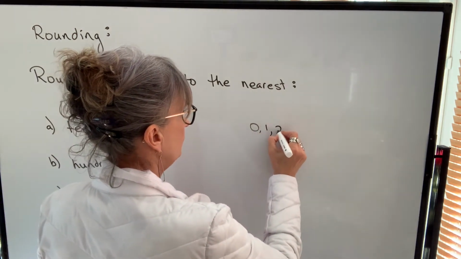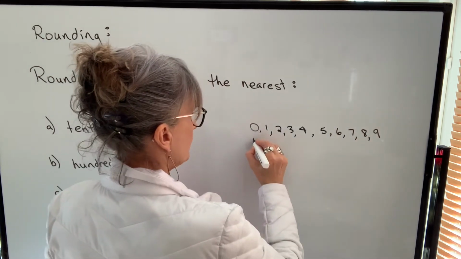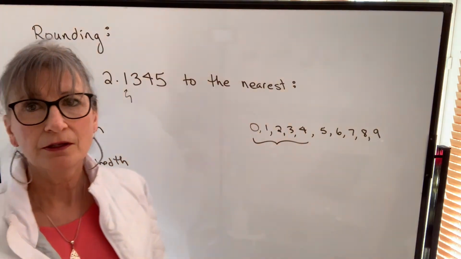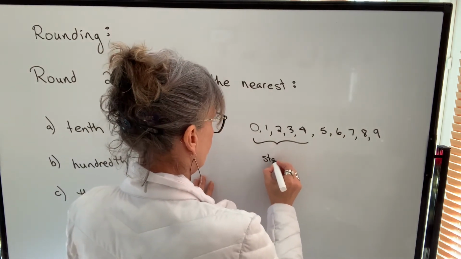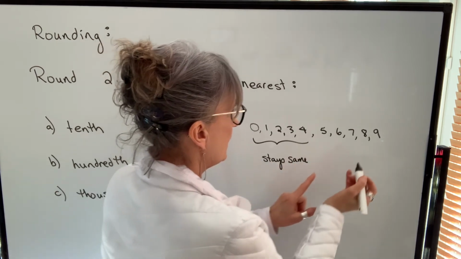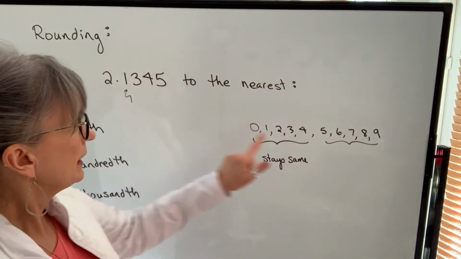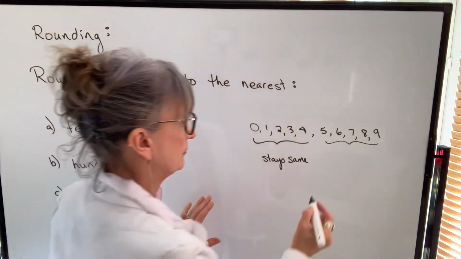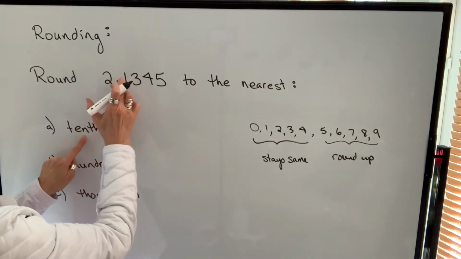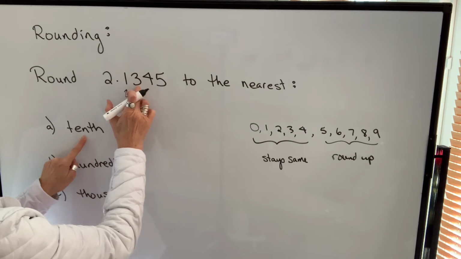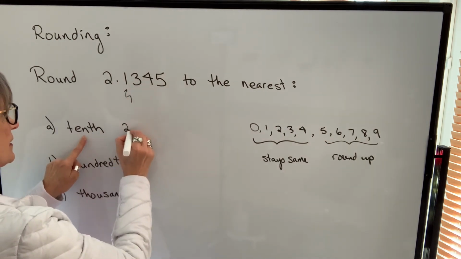There are 10 digits in total. So any digits 0, 1, 2, 3, and 4 are in the bottom half, so our digit would stay the same. The other 5 digits are in the upper half, or greater than half, and if your number following is any of these digits, then you increase, you round up. So if I was asked to round off to the nearest tenth, I look at the number in the tenth spot and then I look at the number behind it. If that number is any of these 5 digits, this stays the same. It is, so this stays 2.1.